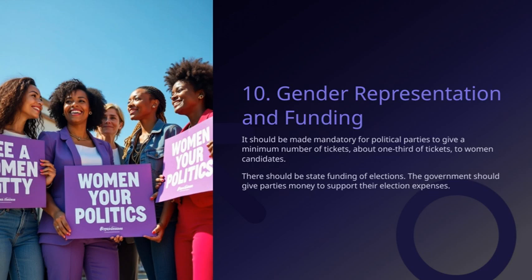Additionally, it's important that political parties are required to allocate a minimum number of tickets to women candidates, about 1/3 of the total tickets. This mandatory quota will help ensure greater gender representation in our elected bodies. Connecting this to our overall goal, these measures can make elections more equitable and transparent, encouraging more diverse participation and creating a more balanced political landscape. Ultimately, these steps are essential for building a healthier, more inclusive democracy.